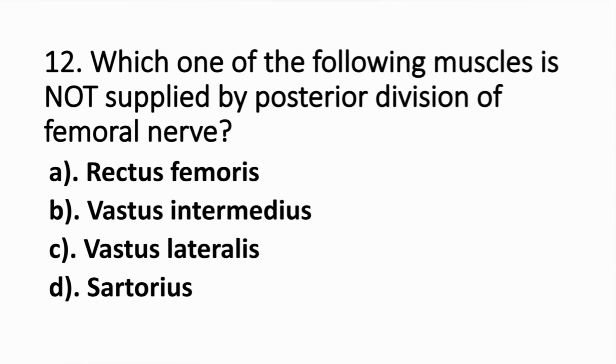Question number 12. Which one of the following muscles is not supplied by posterior divisions of the femoral nerve? Option A, rectus femoris; option B, vastus intermedius; option C, vastus lateralis; option D, sartorius. The answer is option D, sartorius.